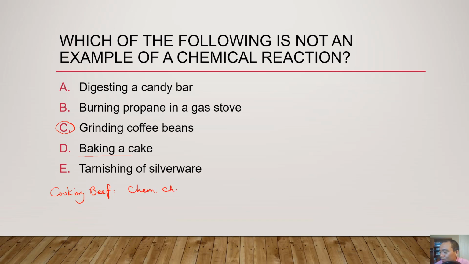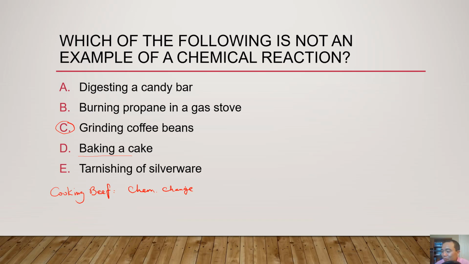Sometimes this could be confusing for some students. Do remember, before and after you cook the beef, the structure of the protein has changed. So it's a different protein, the identity or structure. Okay, so the process is actually called a denaturing process of protein. This process is a chemical change or a chemical reaction.